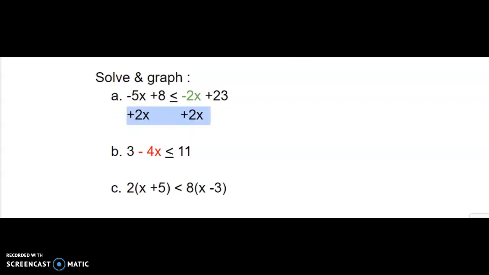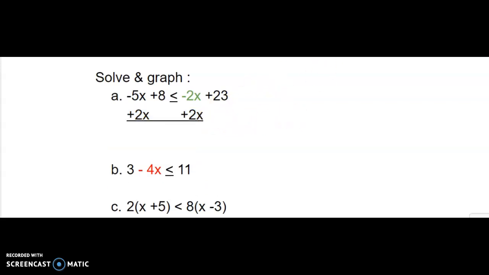Next, combine like terms. Negative 5x plus 2x, I have negative 3x plus 8 less than or equal to. Negative 2x plus positive 2x is gone. It's 0 now, so only 23 left.